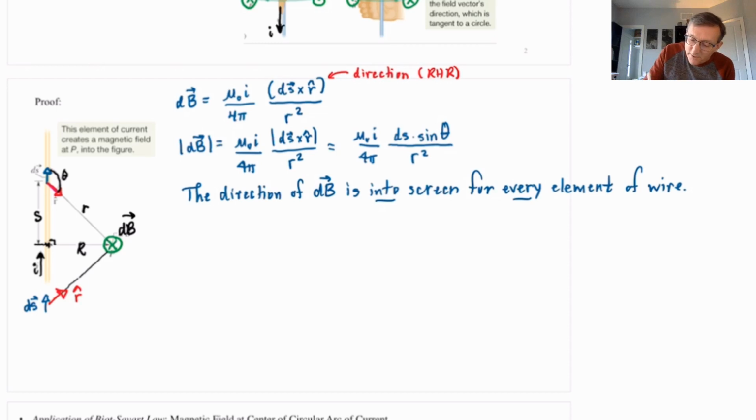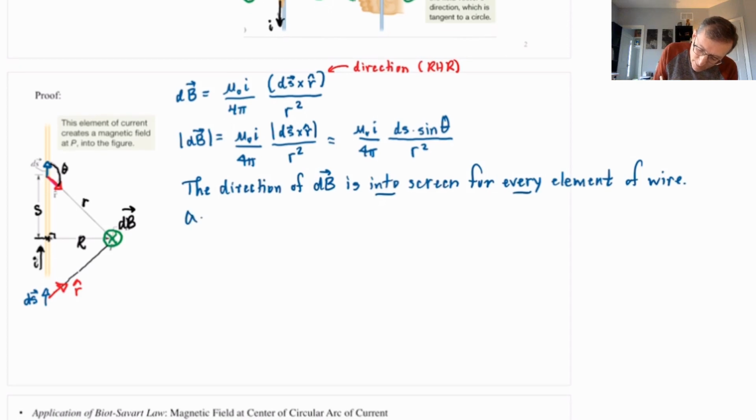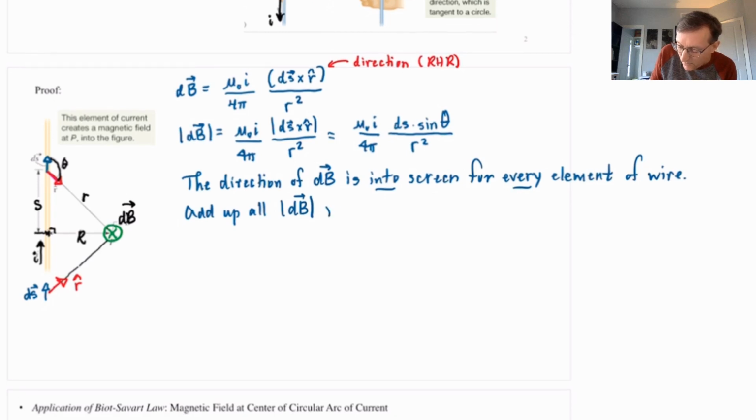So all I really have to do then to get the net magnetic field at point P is to add up all the dB magnitude values for all length elements.